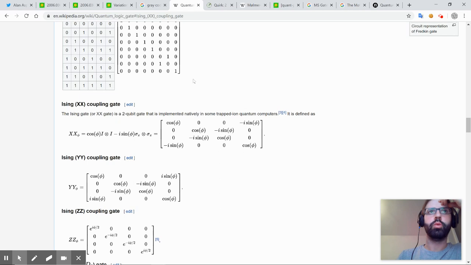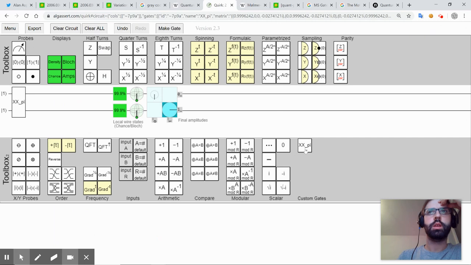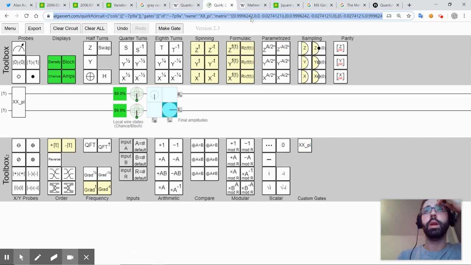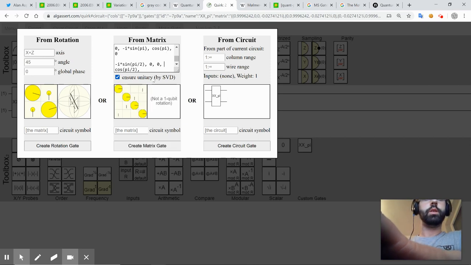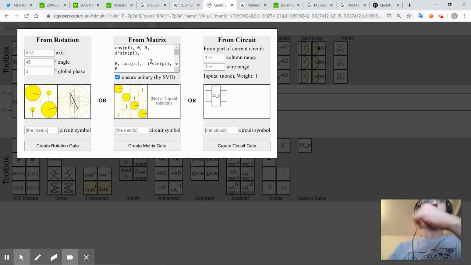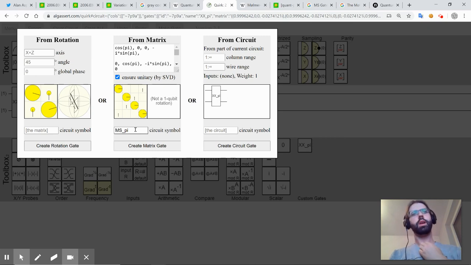Or for me to see pi divided by 2. So what if I just use pi? So, oh man, make gate. Oh, look at this. So what if I just use pi? Maybe it's going to be a bit more understandable. And we're going to call it MS pi. Oh, I called the other one pi.